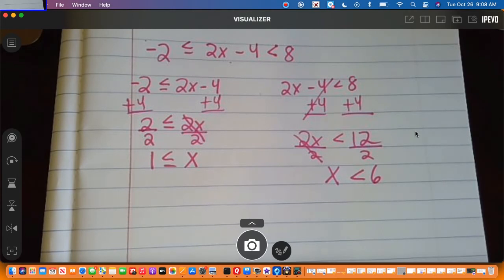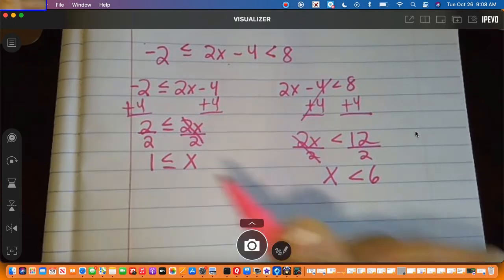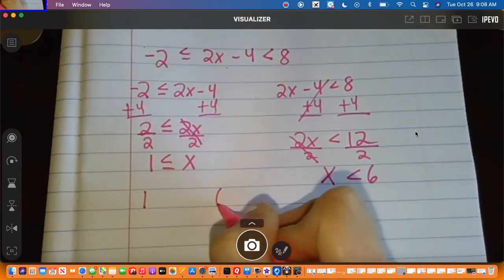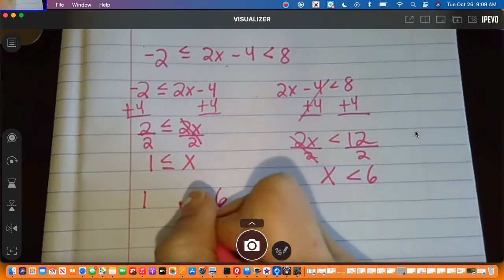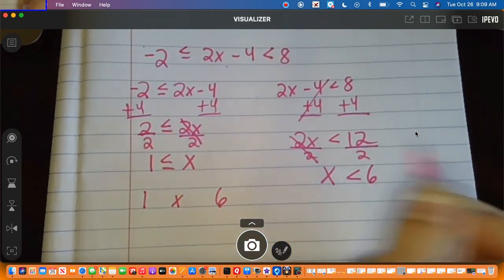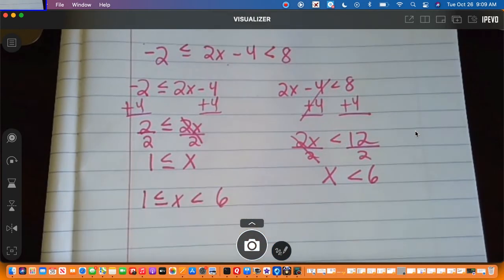Now you have multiple choice answers to choose from. Can you see which one looks like it has the numbers 1 and 6? C. It's the only one where x is between those numbers 1 and 6. But I'll rewrite it for you. Remember, I put my smaller number over here, bigger number over here, and my x goes in the middle, and then I'm just going to put my 2 signs.